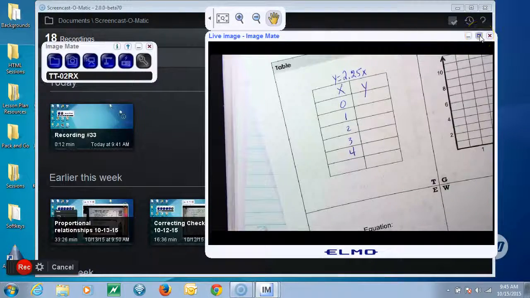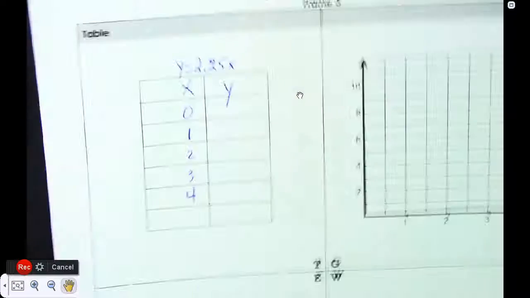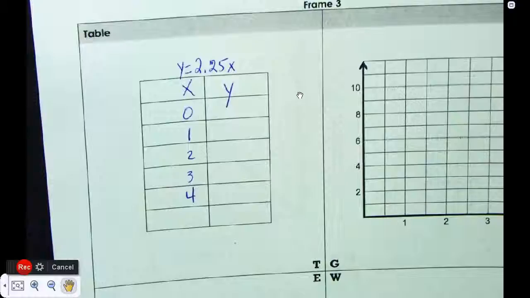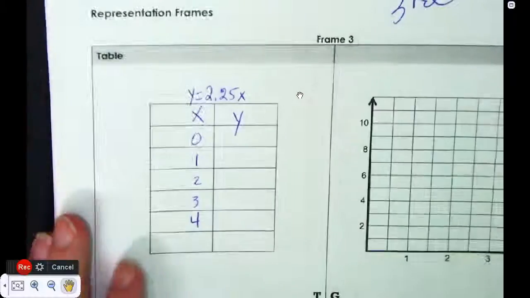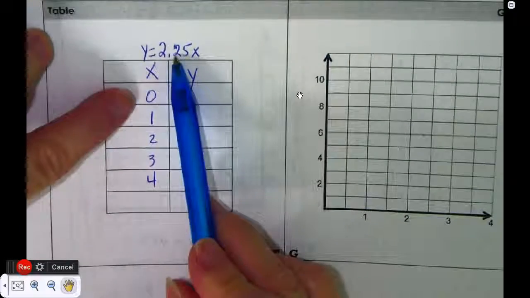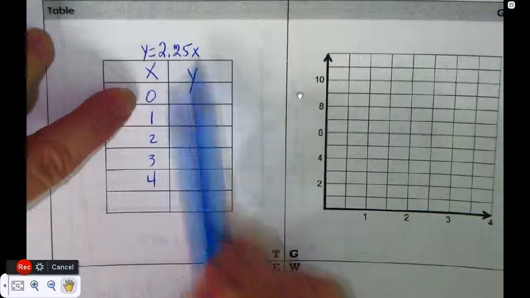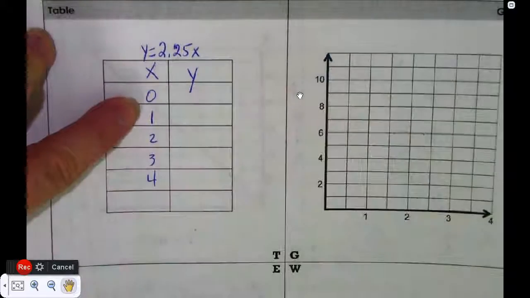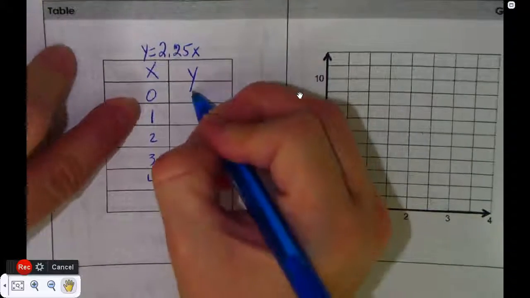Okay, we're on this page right here, guys, where we left off day before yesterday. We were making the table. So we were multiplying 2.25 times the x's. So what's 2.25 times 0?